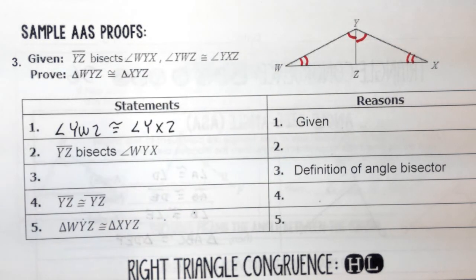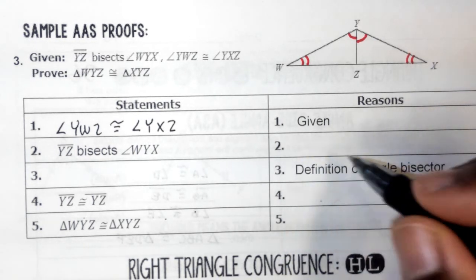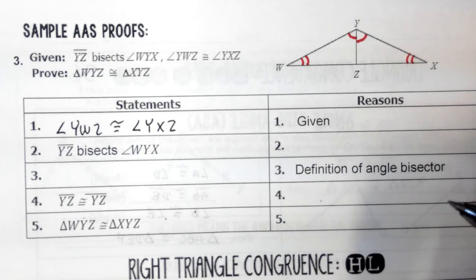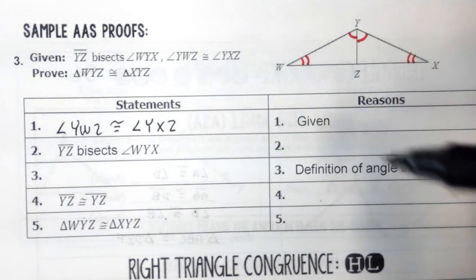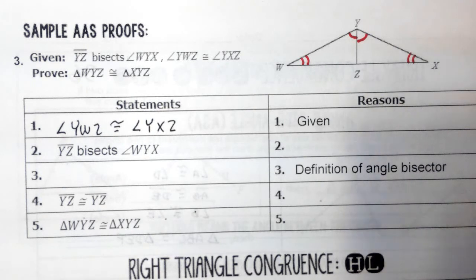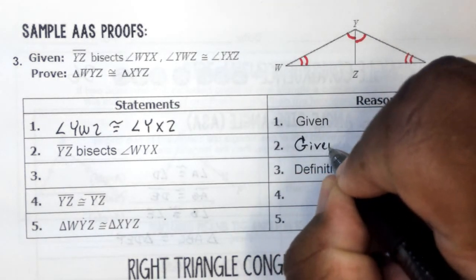And then on line 2, it says YZ bisects angle YWX. Why is that, Peyton? Girl, what's the reason? Y'all are stressing me out. What reason should you put for line 2? Oh, it's given. I didn't know. I wasn't trying to do nothing crazy, man.